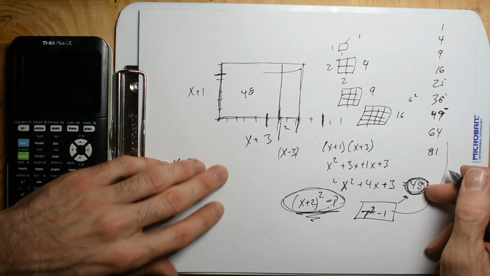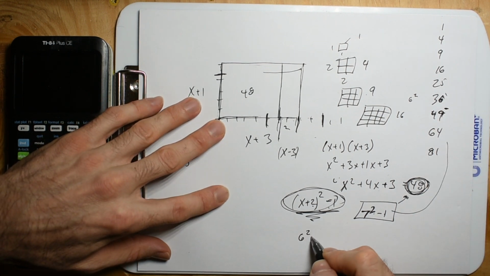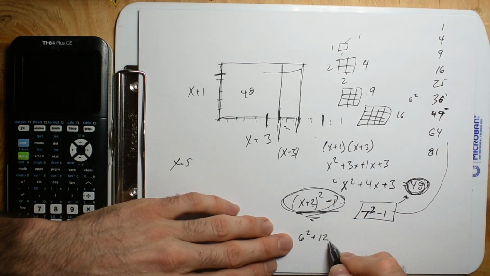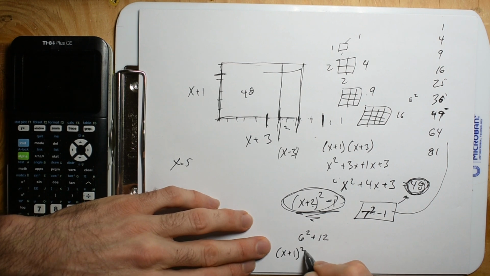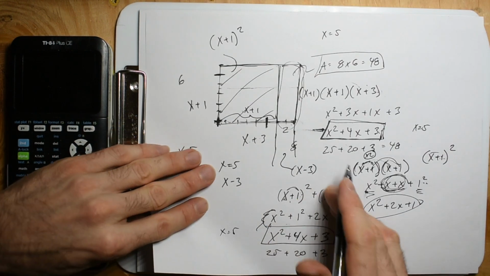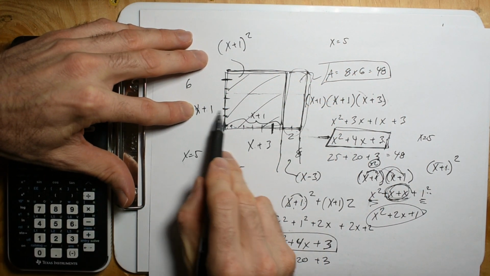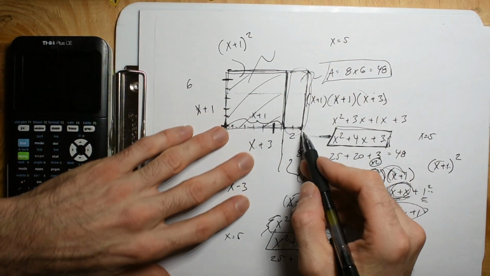But the other way is we could have gone to 36. So we could have gone 6 squared, 36 plus what? 36 plus 12 is 48. And then this is going to be x plus 1 squared plus 12. Okay, hell yeah. And that's what I wanted to do over here. I wanted to be like, well, let's say we just did x. This is x plus 1, x plus 1. That's a square. And then what would we have to add right here?